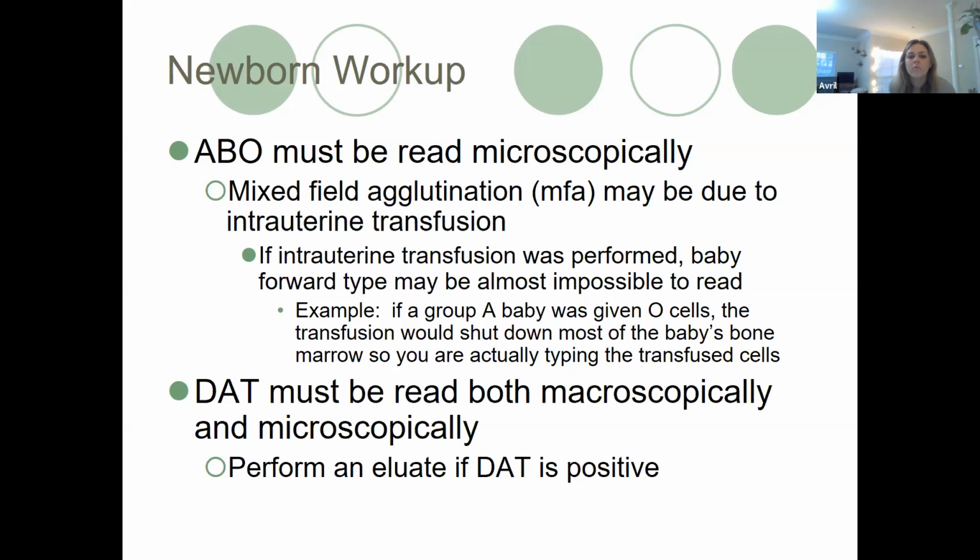Okay, so whenever we do a newborn workup, we always have to be really careful. We don't want to mistype the baby as an O when in reality they're type A. So we always look for that mixed field agglutination present following an intrauterine transfusion. And then you would want to do your DAT just like we always do: macroscopically, look for agglutination with your eye. If you don't see any, look for it under the microscope. And then, just like always, if your DAT is positive, we must perform an eluate.